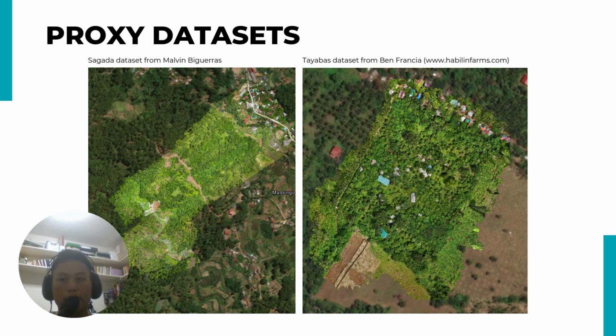Due to this limitation, we will use a proxy dataset for our demonstration, one that also has a high density of trees similar to a forest over limestone. I chose a dataset in Sagada and Tayabas as candidates for analysis. The Sagada dataset was collected by Malvin Figueras, while the Tayabas dataset was collected by myself and Ben Francia, the owner of the permaculture site in Tayabas called Habilin Farms.